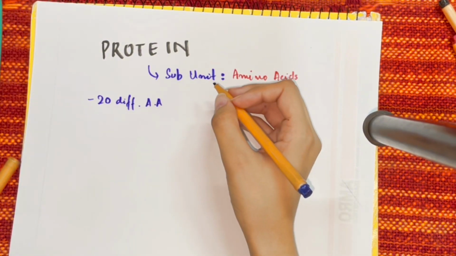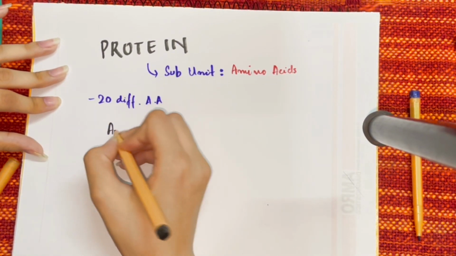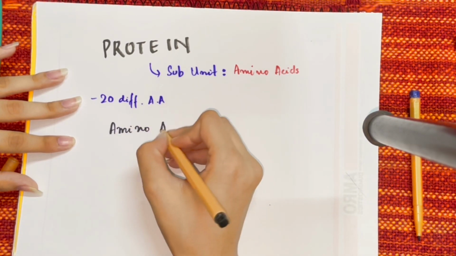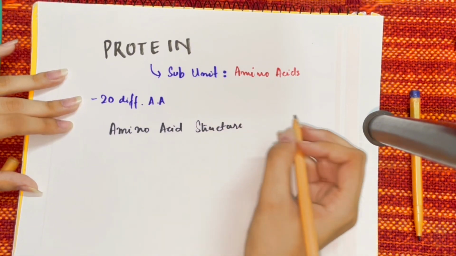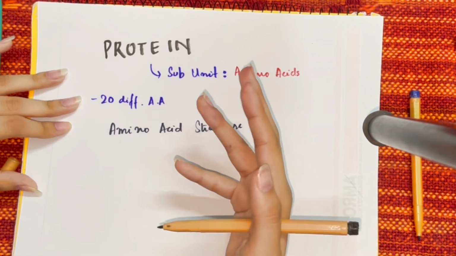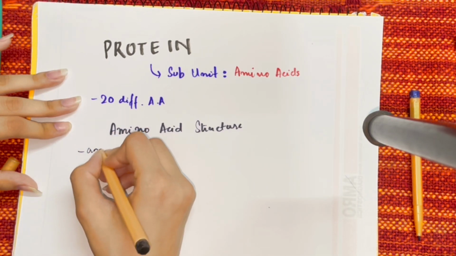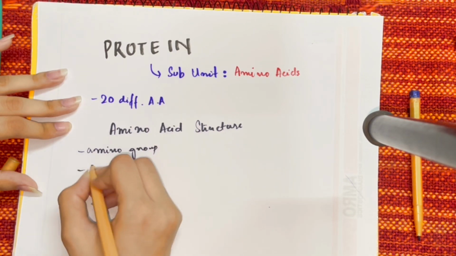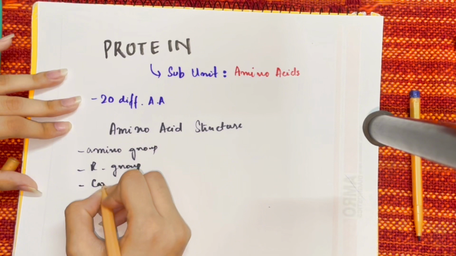Well, we have learned about the amino acid. Let's talk about the amino acid structure. The amino acid structure consists of three groups. It basically has the amino group, then it has the R group, and the third thing that it consists of is the carboxyl group.